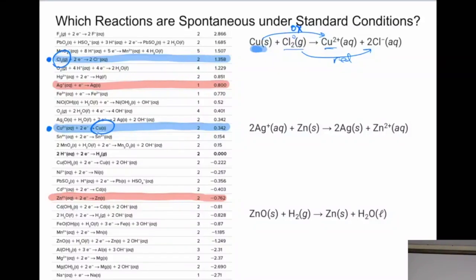Same skill with this one. Silver plus is going to silver solid, so that's being reduced, and there it is in the upper left. And we've got zinc solid going to zinc 2+, that's being oxidized. So we have zinc solid being oxidized, there it is in the lower right. Boom. Spontaneous. Upper left, lower right. Okay? So this one's a yes. This one's a yes.